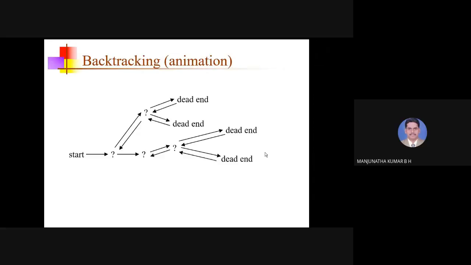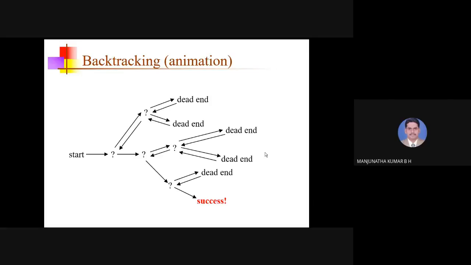Backtrack, backtrack. Now take another decision. Again a dead end. Backtrack. Okay, now it is success. We reach the goal node. I hope the concept of backtracking is clear now.